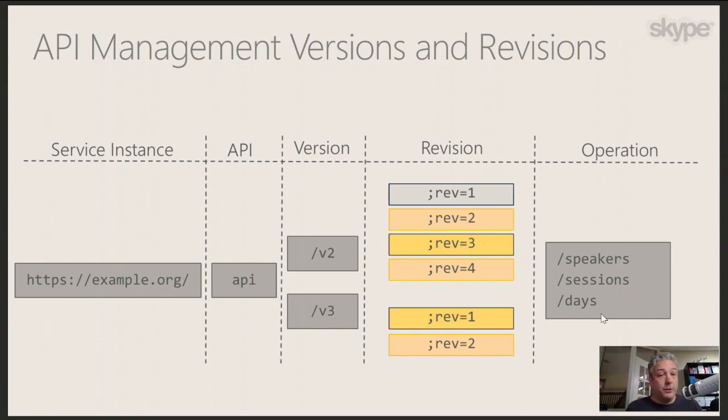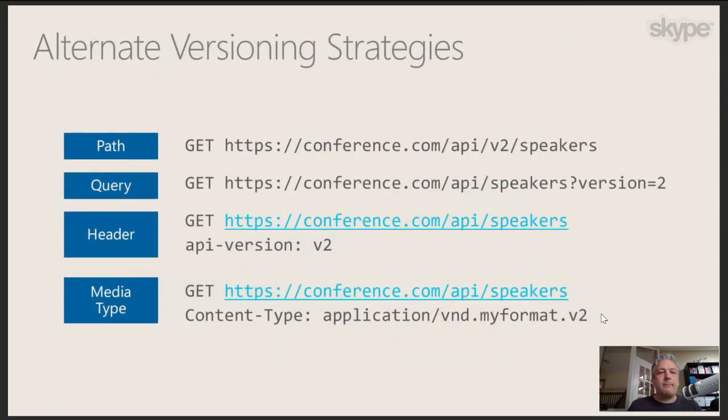Now, I've included versions in the path, but that isn't absolutely necessary. Different people have different perspectives on how they want to do versioning, and you can have the version in the path, or you can put the version in the query string. You can also, if you really choose to, put the version in the header. And some people like versioning their media types, and Azure API Management already supports that because we support having different representations for a particular operation, and standard content negotiation will take care of that.